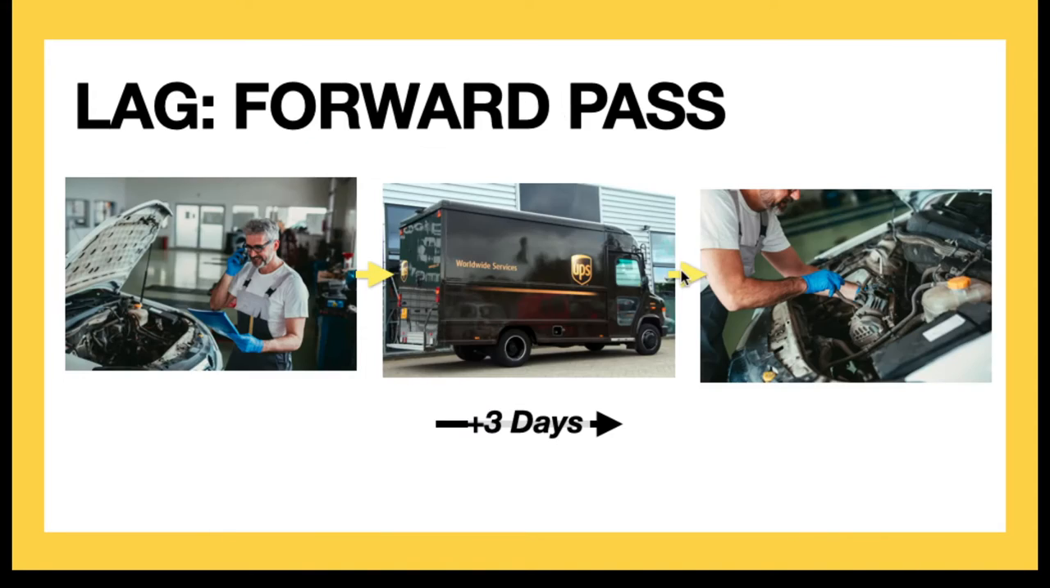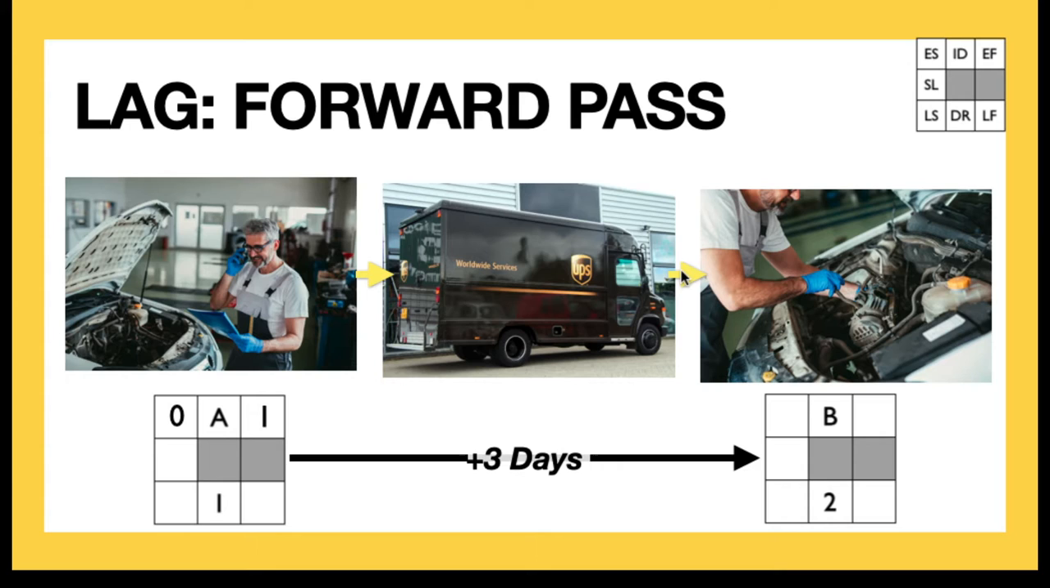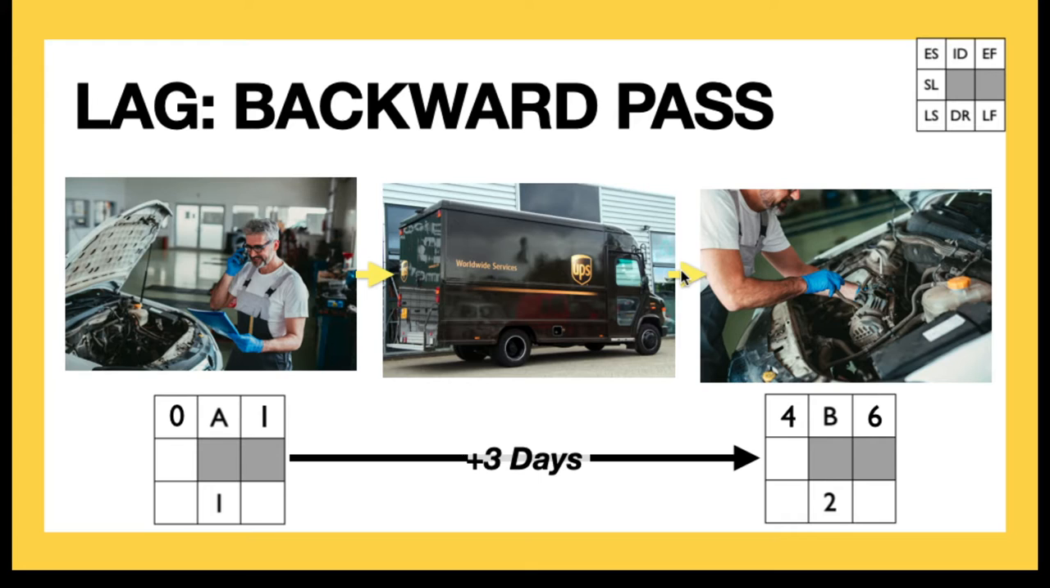Same sort of thing for our mechanic example. It only takes your mechanic a day to do the diagnostics on your car and the other work that had to be done. It takes 3 days of lag and 2 days to actually install the part and get everything up and running. We do the forward pass through this. We start out at 0, add that 1. We get an early finish of 1. But then we have those 3 days of lag. So we have to add 3 days to that 1, which gives us 4. 4 plus 2 is 6, and we are done with the forward pass.